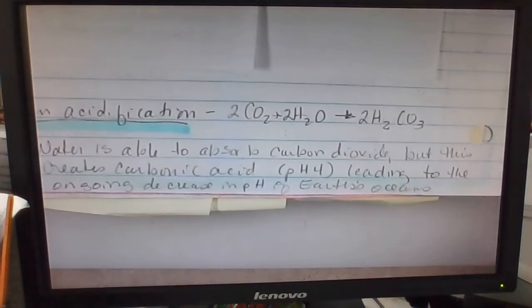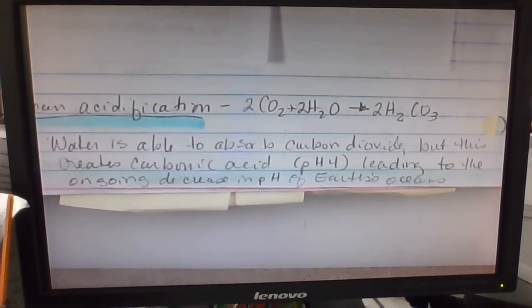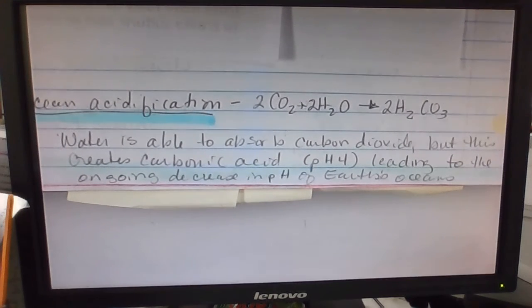All right. Water is able to absorb carbon dioxide, but this creates carbonic acid, which has a pH of 4, leading to the ongoing decrease in pH of Earth's oceans.